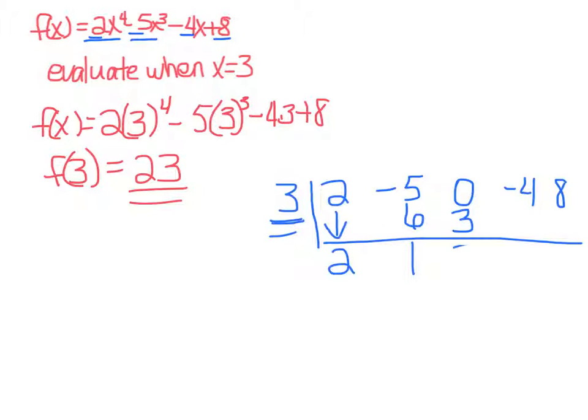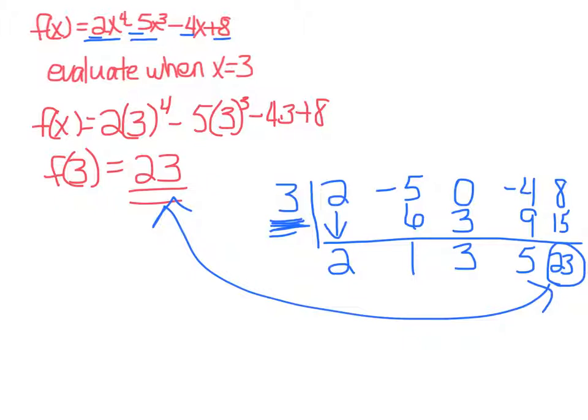0 plus 3 is 3. Again, we take our original 3 and multiply it by the sum here. 3 times 3 is 9. Put that in the next column. Take that sum, -4 plus 9 is 5. 3 times 5 is 15. 8 plus 15 is 23. And that is your answer, just the same as what you did right here. In the first way, we did direct substitution. The second way, we did synthetic substitution. Either way will give you the correct answer.